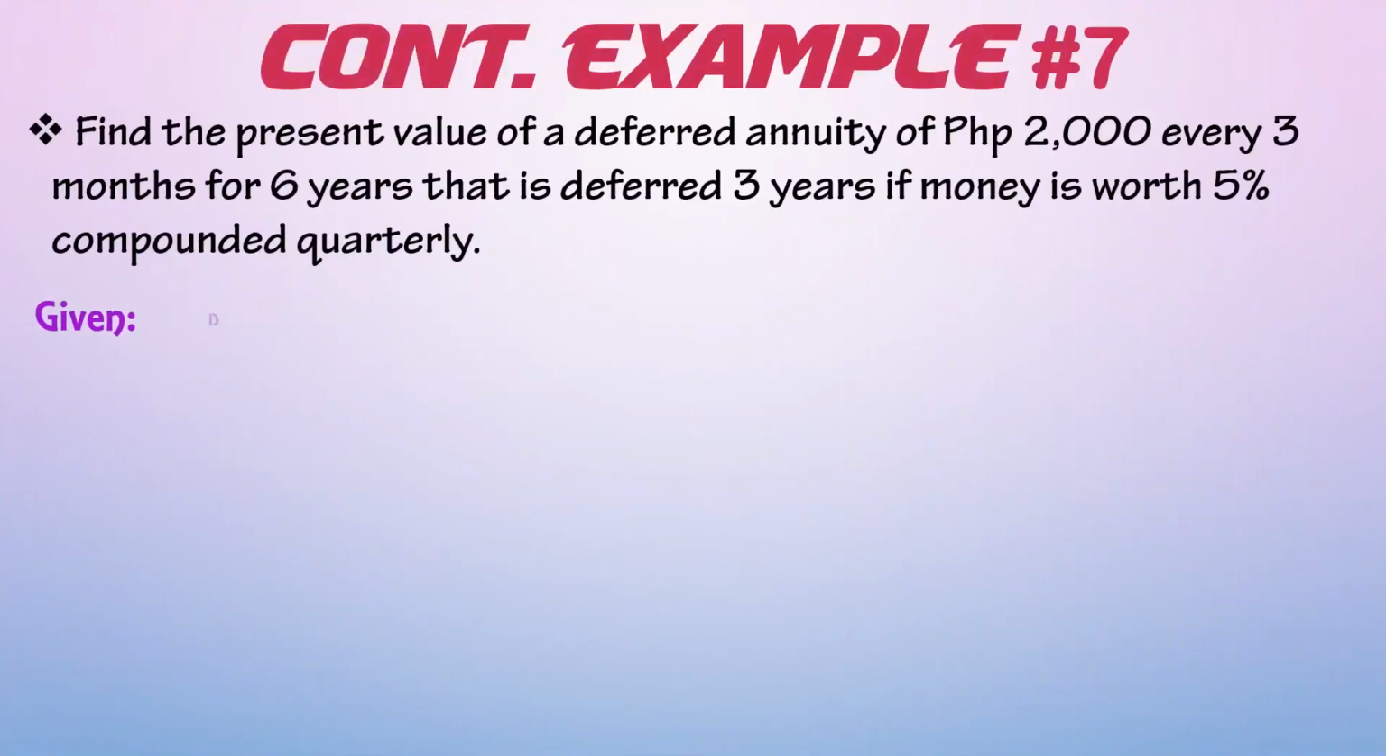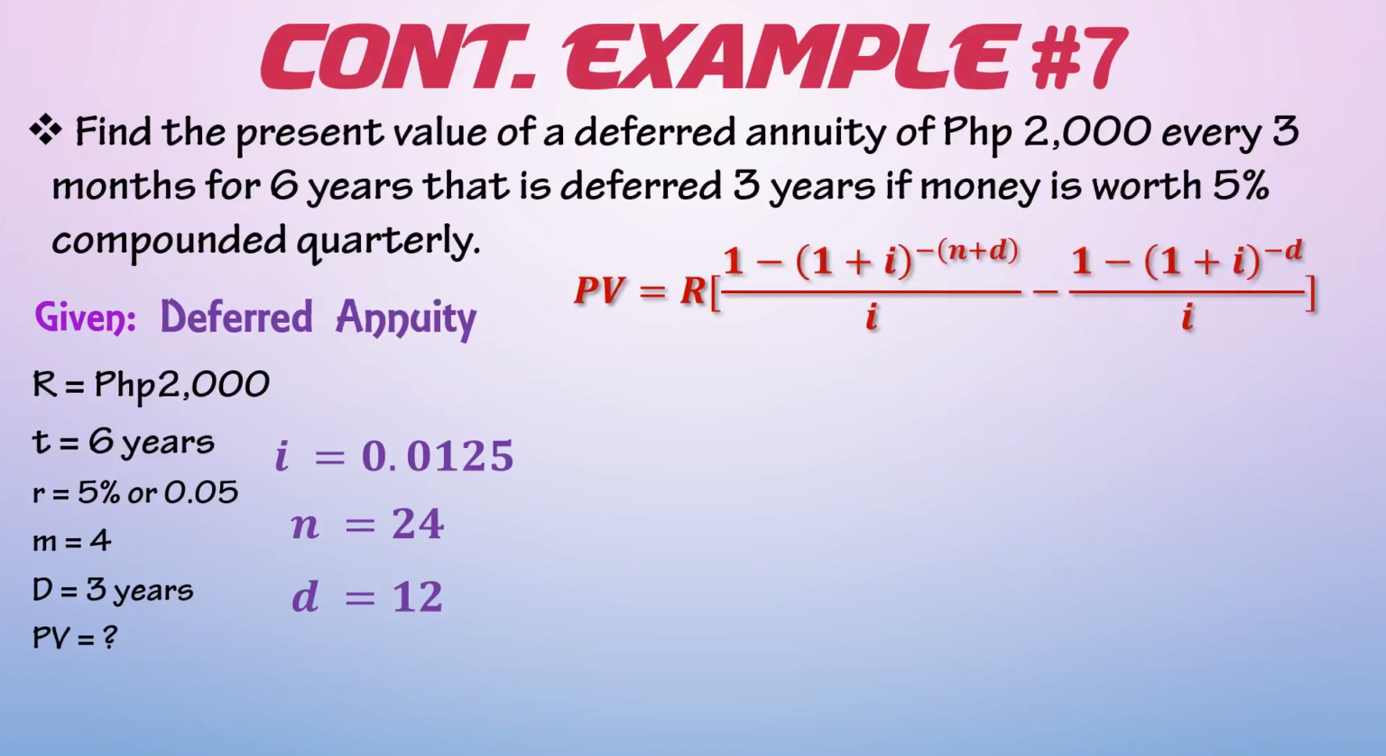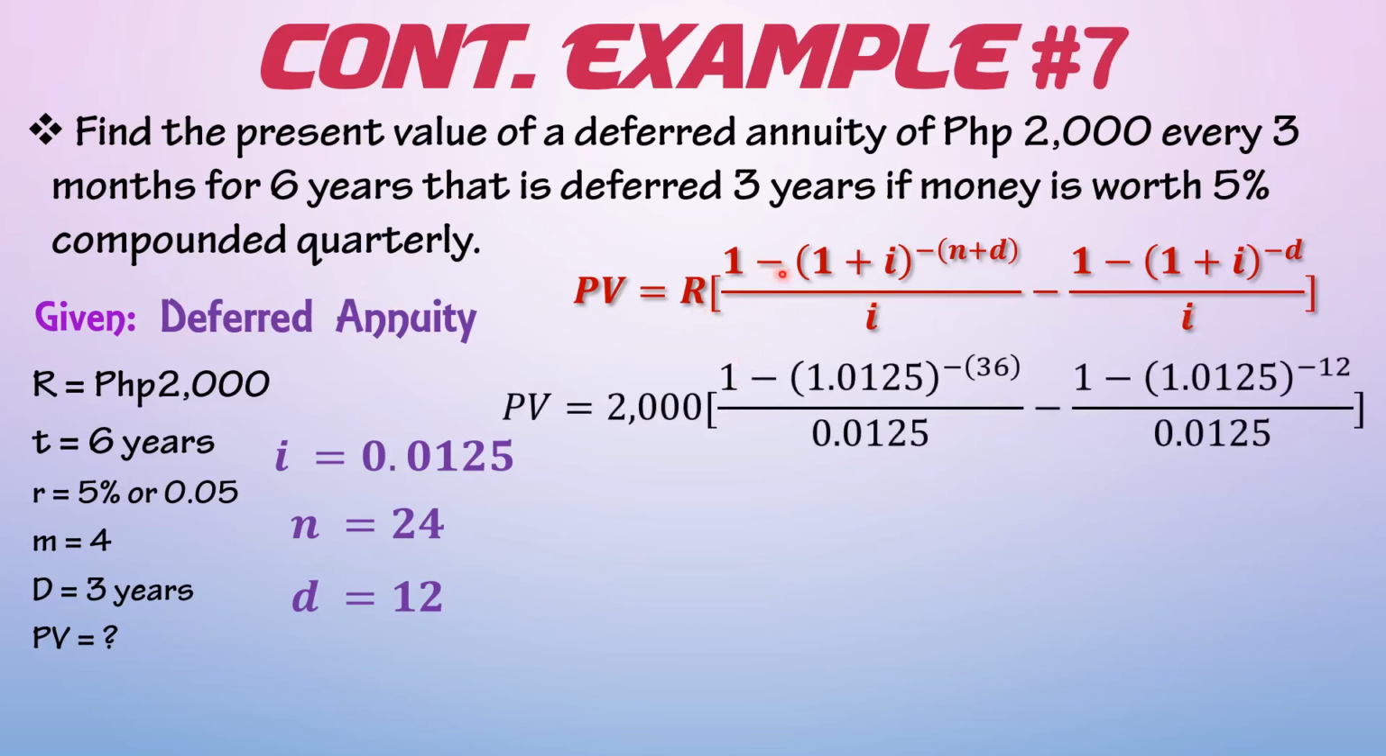Okay, let us continue using the values that we have solved earlier. So this will be the formula. All we have to do is to substitute. So we'll have R is 2,000 times 1 minus 1 plus I, which is 1.0125, raised to the negative N plus D. That will be 12 plus 24, and you have here the negative sign. Divided by I, which is this one. Minus again the value of 1 plus I raised to the negative D, divided by the value of I, so you will have negative 12.